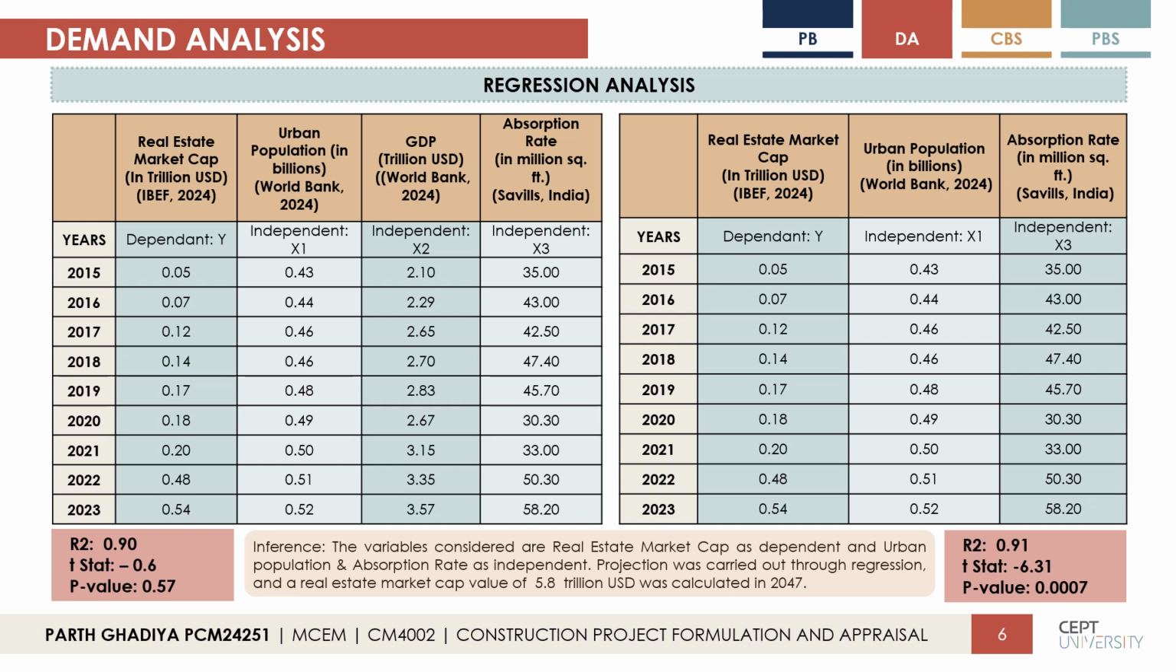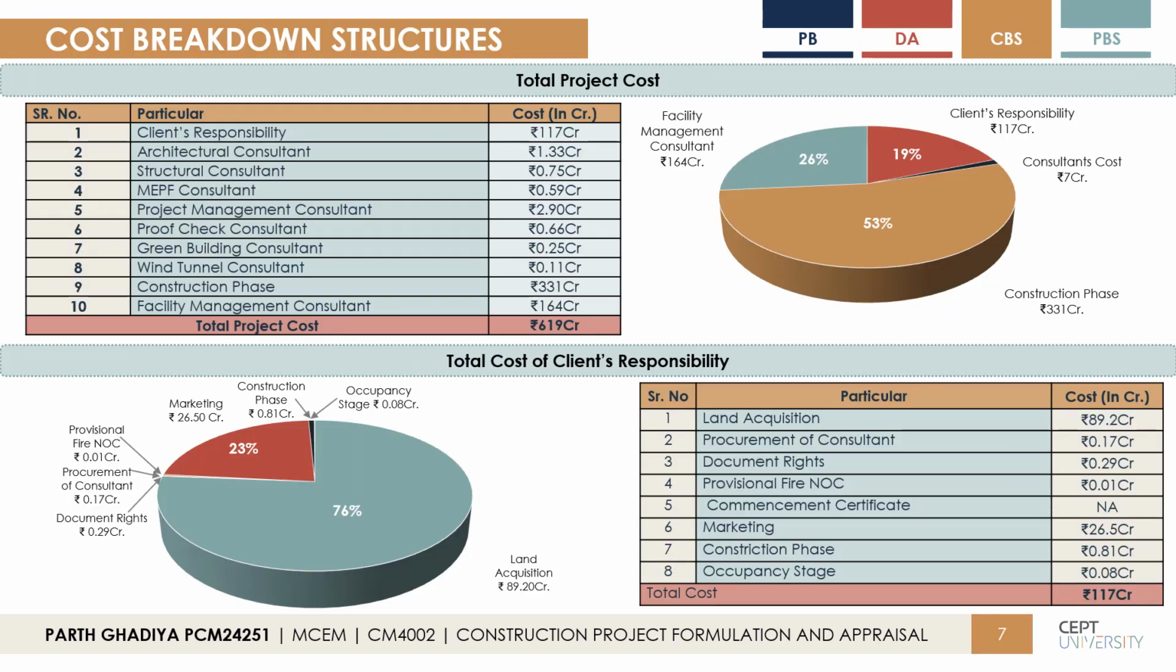Now moving to the cost breakdown structure, a detailed breakdown of the total project cost, highlighting the components under the client responsibility for the construction project. The total project cost is estimated to be 619 crore rupees. The chart shows the different components included in the cost breakdown structure of the project. The cost of the client's responsibility is 170 crore rupees, which is 19% of the total cost.